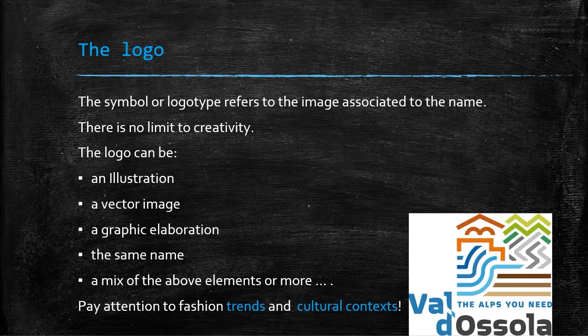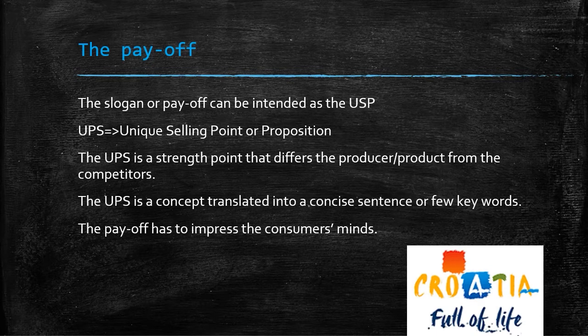The payoff. The slogan or payoff can be intended as the USP, unique selling point or proposition, of the producer, product. It is what a producer, product promises the potential buyers. In a few words, it forecasts the solution to a specific need of the market. The USP is a strength point that differs the producer, product from the competitors. This concept is translated into a concise sentence or few key words conceived in such a way to be memorable. The payoff has to impress the consumer's minds.